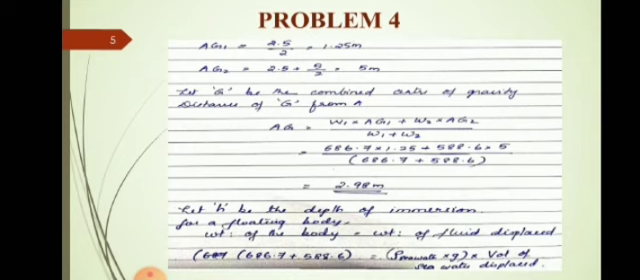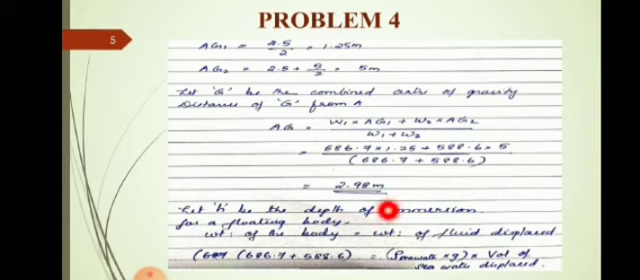So in order to find out the metacentric height, let small h be the depth of immersion, because in the question the depth of immersion is not given. So let h be the depth of immersion for the floating body. Now the weight of the body is equal to the weight of the fluid displaced.